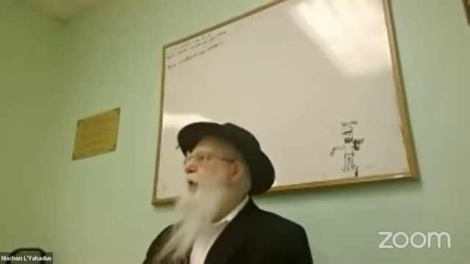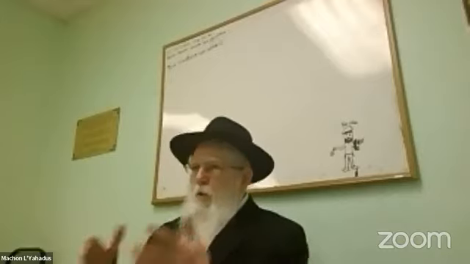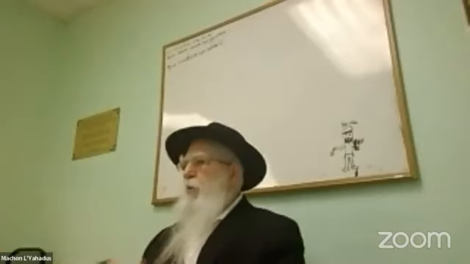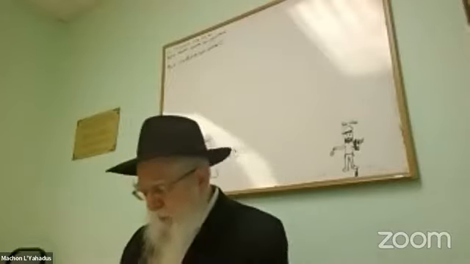And what does sitra achra mean? The other side, the same thing. The right side is the side of kedusha, but we say the other side is the side of klipa. Okay, now page 84.